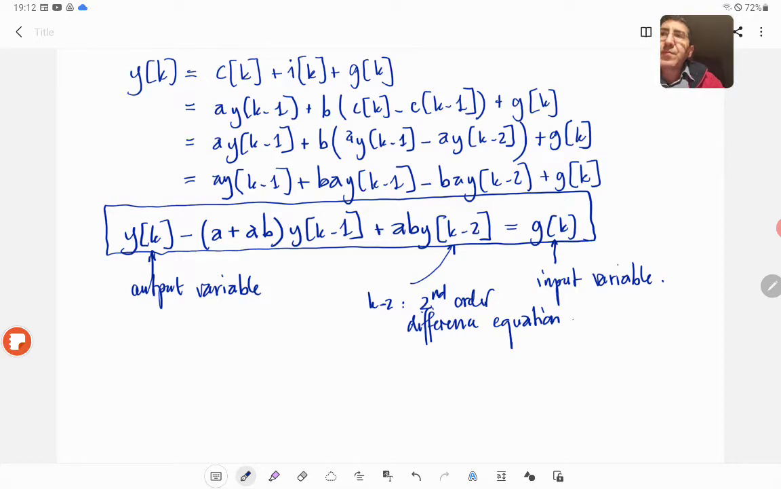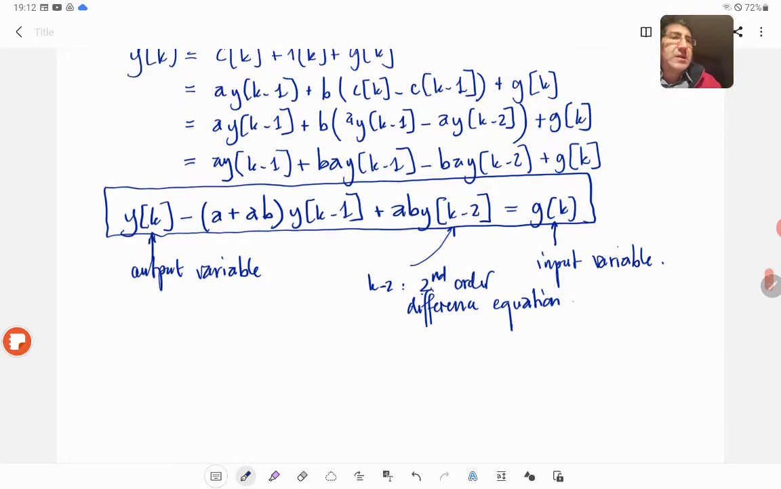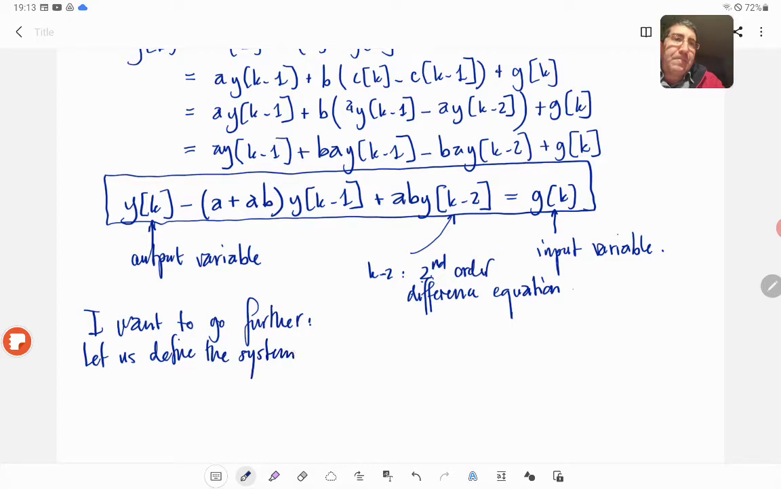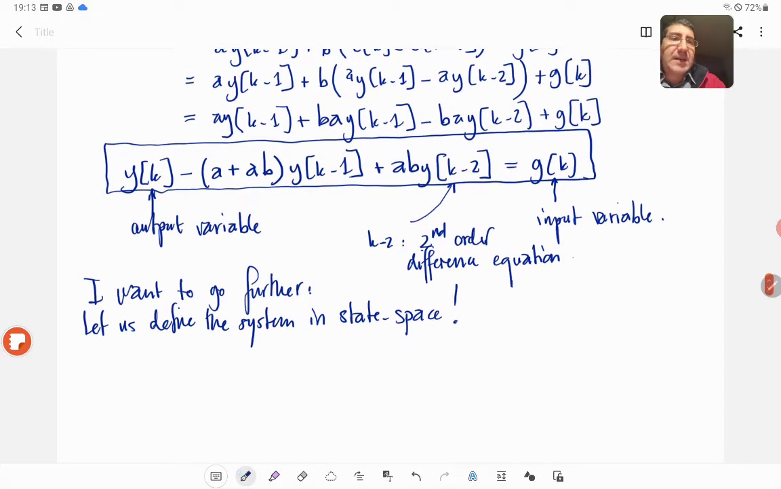Okay, now at this point, actually, we have a model for this system in the form of a difference equation, but I want to go further. Okay, I want to go further in the sense that let us define the system in state space. Okay, let us define the states.